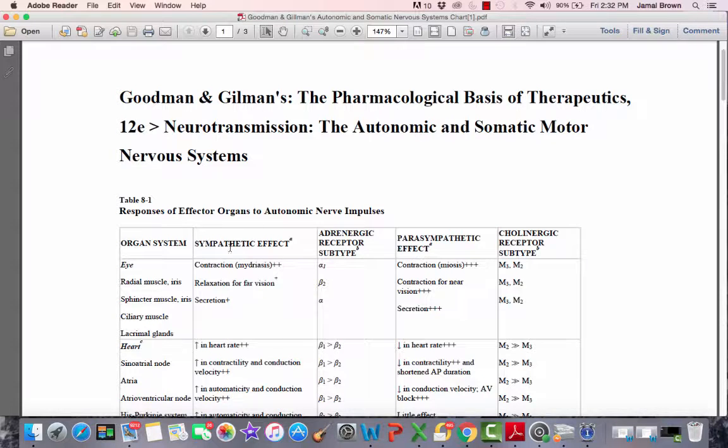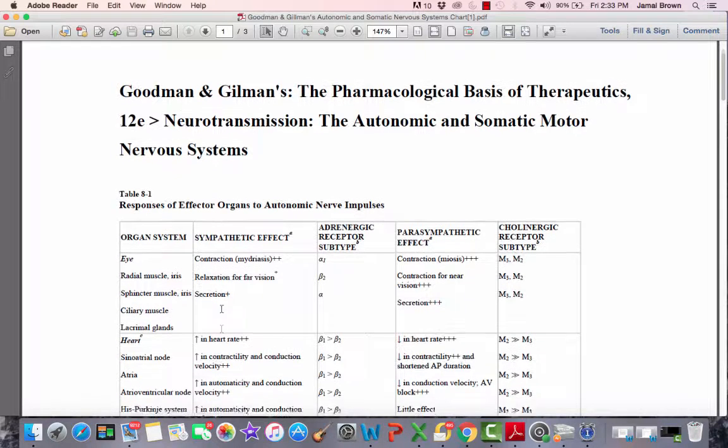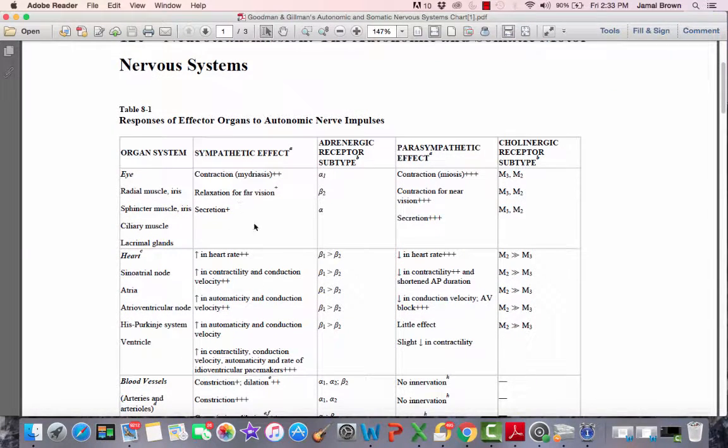So on this side, sympathetic, this is like an agonist. Whether it's an alpha agonist or a beta agonist, when I'm in this column, I'm looking at the action of an agonist. When I'm on this side, I'm looking at the action of an antagonist. So this is like an alpha agonist, beta agonist. This is, you know, alpha and beta antagonist.